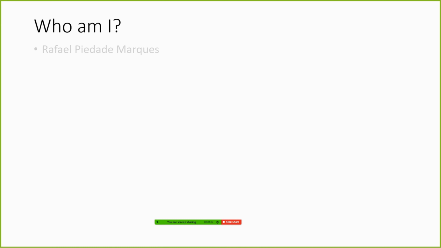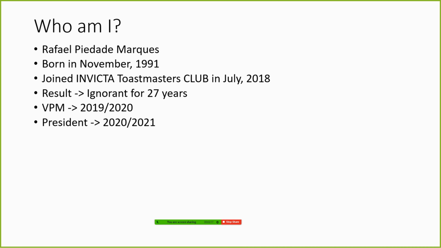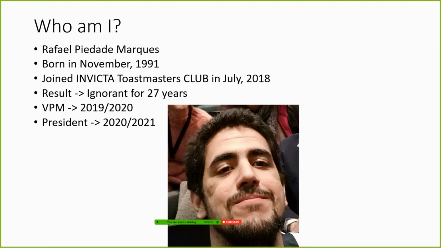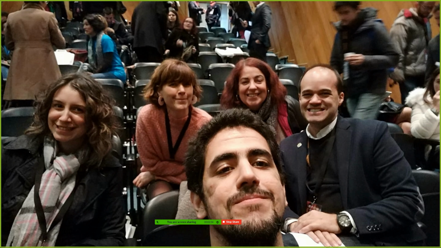So let me start. Who am I, so that you're not completely unaware of it? I'm Rafael Piedade Marques, Portuguese. I was born in November 1991. I joined Invicta in July 2018, and the result is I was ignorant for 27 years. It just happens when you don't know Toastmasters. I was the VPM of Invicta in the years 2019 and 2020, and now I'm the president in this upcoming year. You may ignore my face on the Zoom chat. You can just see it here. So here's my face. And because I want to have some fun, I want to name drop some faces that you've seen all along. So you may have seen Norberto, Silvia, and Isabel. And to the left, the most important one of all, she's hearing me right now, my girlfriend.